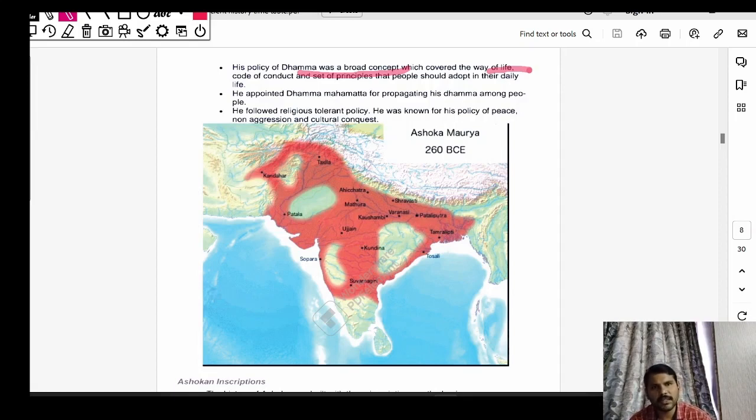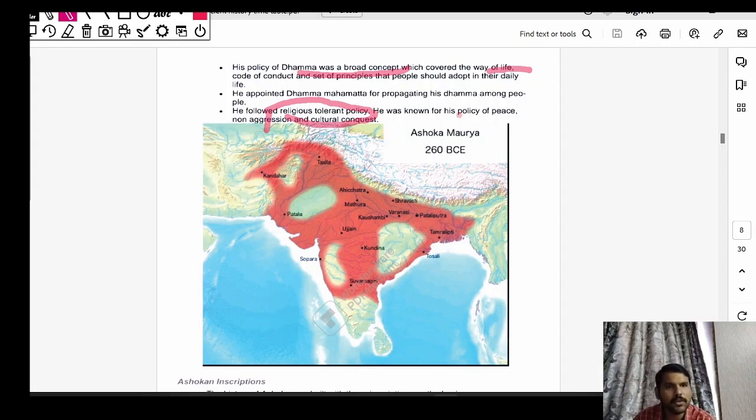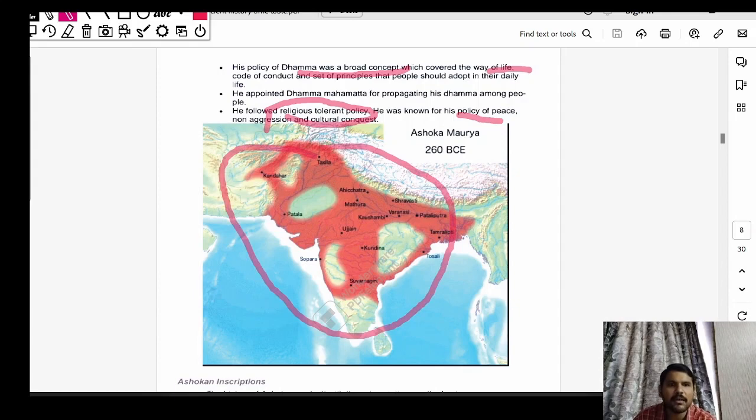So such a heterogeneous empire, if you want to keep it together, you cannot go by the traditional method. So Ashoka followed this concept of tolerance, dhamma, etc., so that people from different creed and faith can live together. So he followed a religious tolerant policy also. You can follow Buddhism, Vedic religion, or Jainism, whatever you want. And he was known for his policy of peace, etc. So by the time of Ashoka, he had captured much of India.